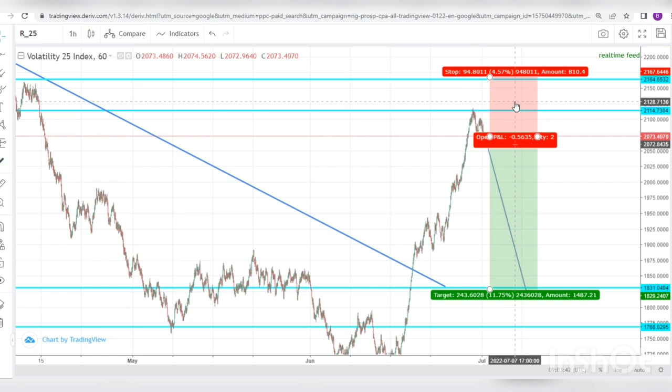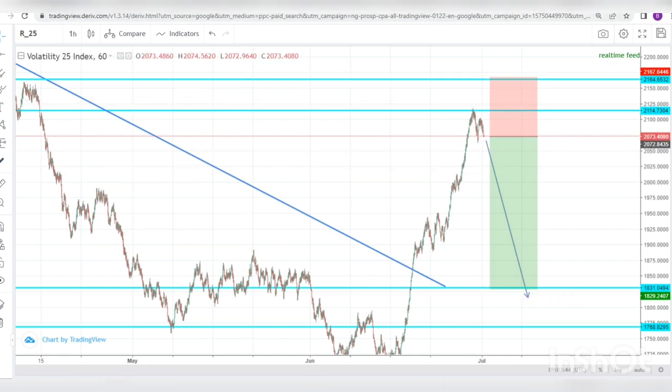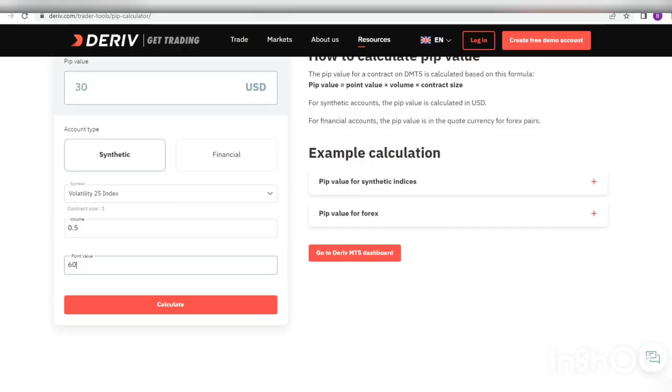pips. So what I'm going to do before I take this trade, guys, this is how you can do it. I'll just go to my pip calculator, select the point value, which is 94, right? So point value 94. Which lot size am I using? If I'm using 0.5 lot size, I calculate, and it is a $47 risk. So this is what will help you to know how many lot size you're going to be using on a trade.